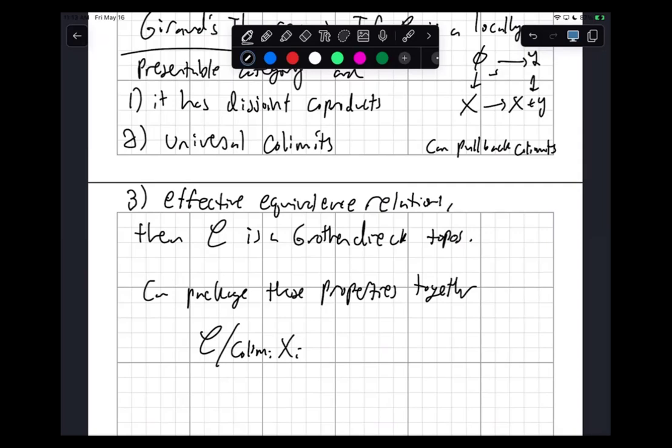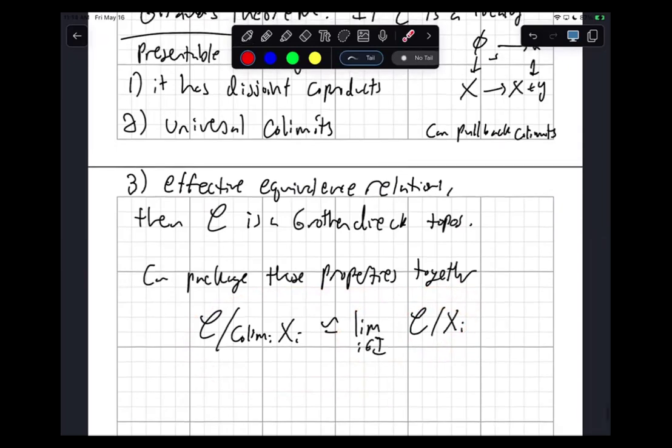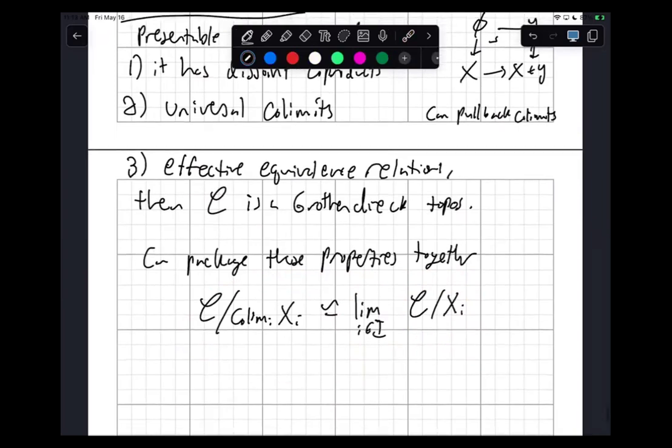Okay. In other words, I want there to be some kind of equivalence, which I'm not going to go into the details of precisely what this means. I want there to be some kind of equivalence between the slice over a colimit and whatever this notion of a two-categorical limit of these slice categories is. However, this is too strong.